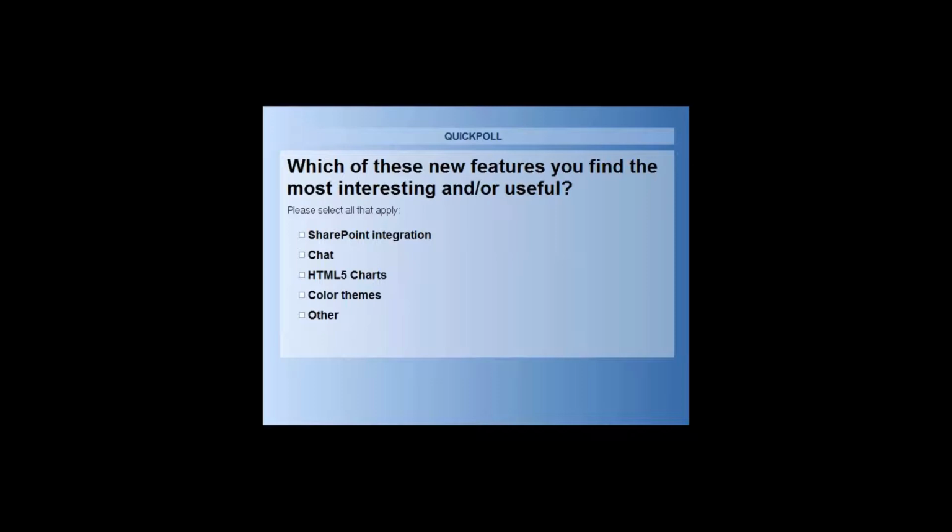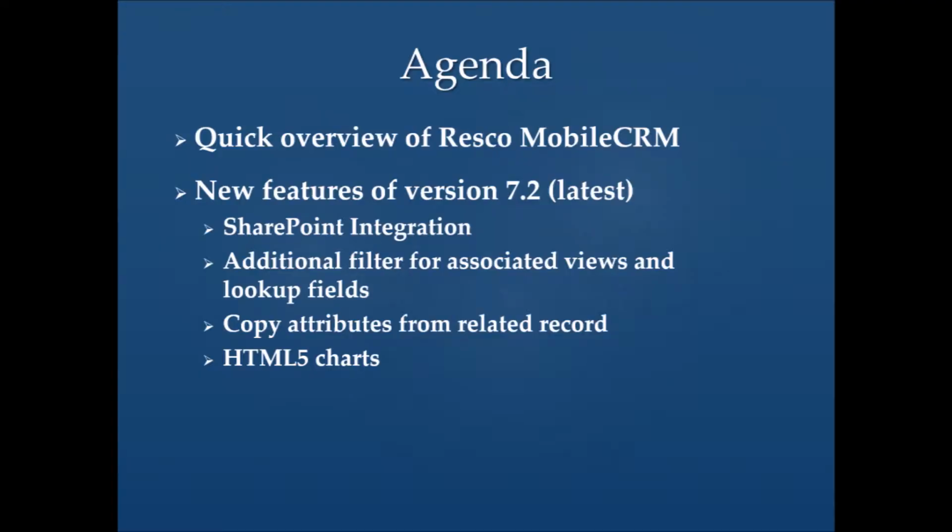Okay, I think we are ready to begin. So I'll start with the actual agenda. The agenda for today is, as typically, starting with a quick overview of Resco Mobile CRM for those of you who are just starting with our solution, and then I'll continue with the new features of version 7.2, which is currently the latest, so the one which you can get from the app stores and marketplaces right now.